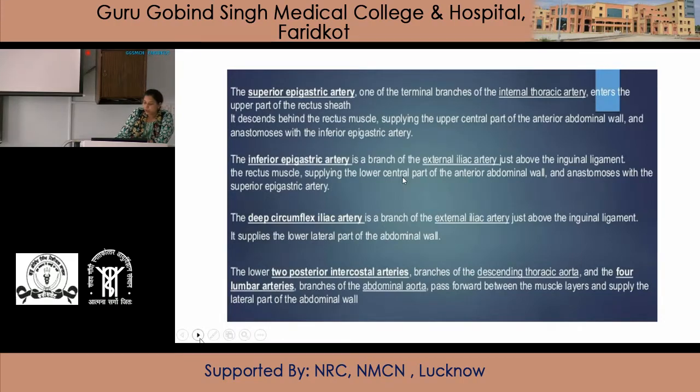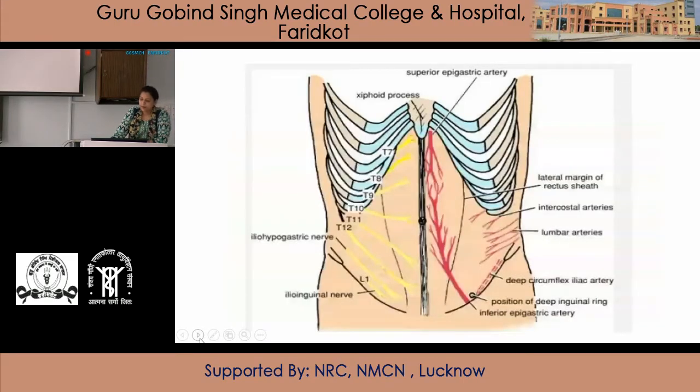So here is the blood supply: the medial part by the superior epigastric and inferior epigastric arteries, of which the superior epigastric is a branch of the internal thoracic and the inferior is a branch of the external iliac artery. Intercostal and lumbar arteries are branches of the aorta, and the deep circumflex iliac artery is a branch of the external iliac artery.